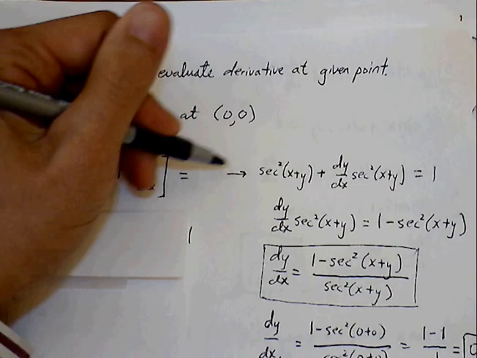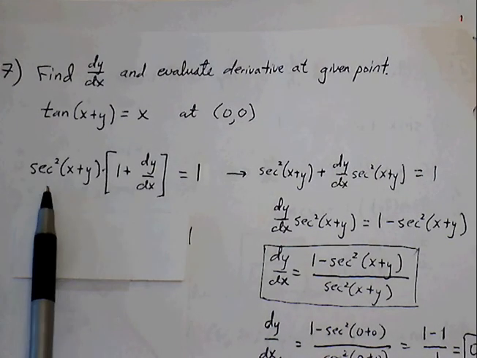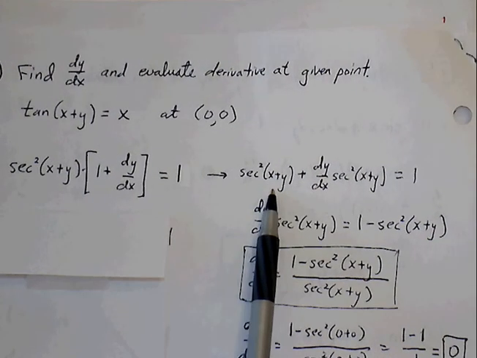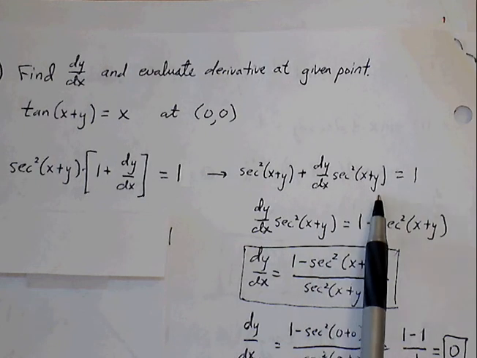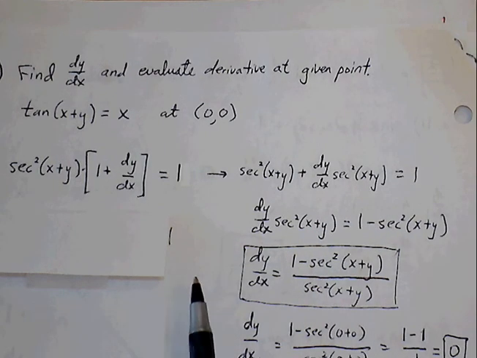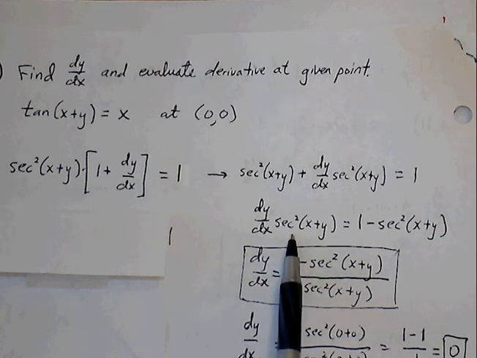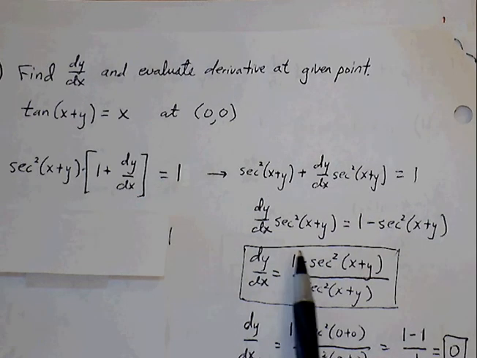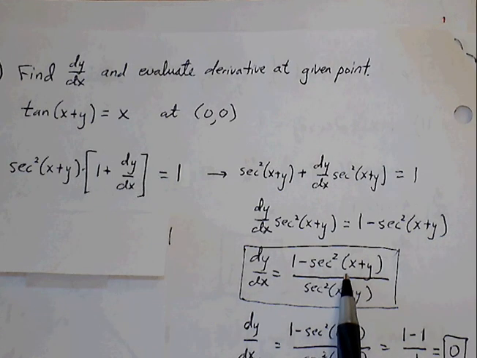Okay, is equal to 1, because x turns into 1. And then we can take the secant squared of x plus y and distribute through the bracket. So secant squared of x plus y plus dy over dx times secant squared of x plus y equals 1. We take steps to get the dy dx on the left side, move the secant squared of x plus y to the right side, and finally we divide. So our derivative is 1 minus secant squared of x plus y over secant squared of x plus y. So we have our derivative.